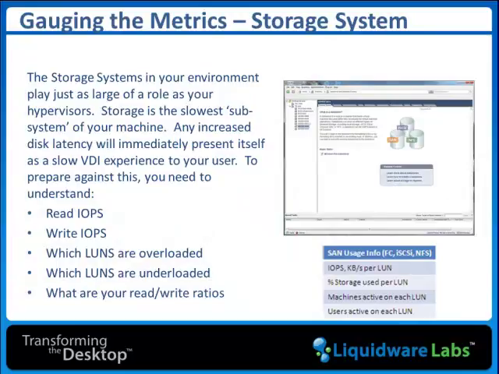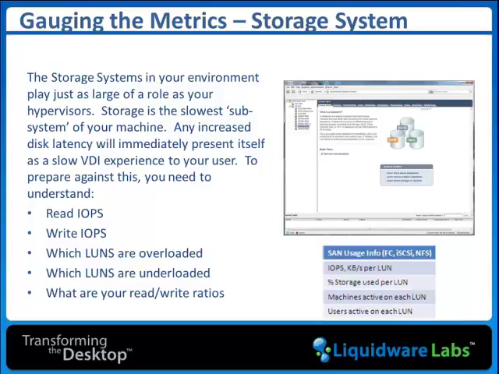And next we have the storage system. The storage system is going to be the 3rd major component of VDI visibility. Now, the storage system in your environment plays just as large of a role as your hypervisors. In fact, some people would say that storage is the most overlooked and most important aspect of VDI. And this is because storage is the slowest subsystem of your machine. And this is true for desktops or laptops or VDI, or really anything. And any increased disk latency is immediately going to present itself as a slow VDI experience to the user.